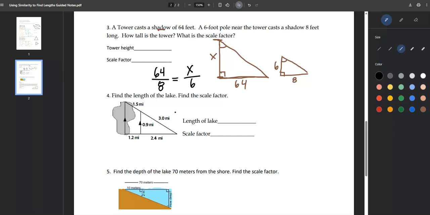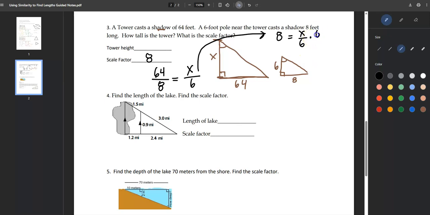Okay? So if I solve this left side, and I apologize, we're going to go over here. But 64 over 8 is going to give me 8, and that'll be equal to x over 6. This 8 is my scale factor. So I'm going to put 8 right there because, again, that's my scale factor from one side to the next, okay? This is the new, that's the old. The pole is the old, okay? Because we know it, okay?